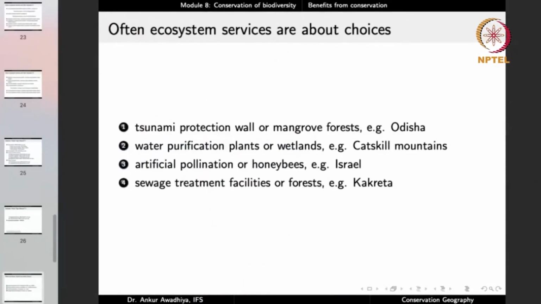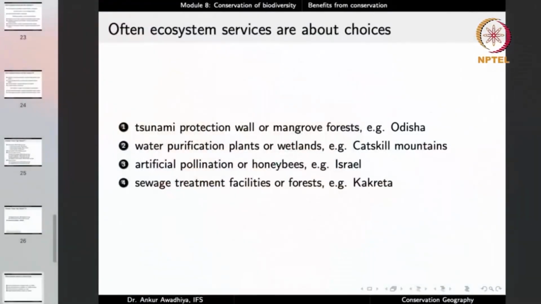Now, often the ecosystem services are about choices, because most of the benefits that the ecosystems are providing can be had in certain other ways. But then, what is the choice that we wish to make as a society? For example, mangrove forests protect us from the impacts of tsunamis. But then, as a society, we can decide that no, we do not want mangrove forest, let us build a tsunami protection wall for an exorbitant amount of money and let us maintain it. This is a choice.